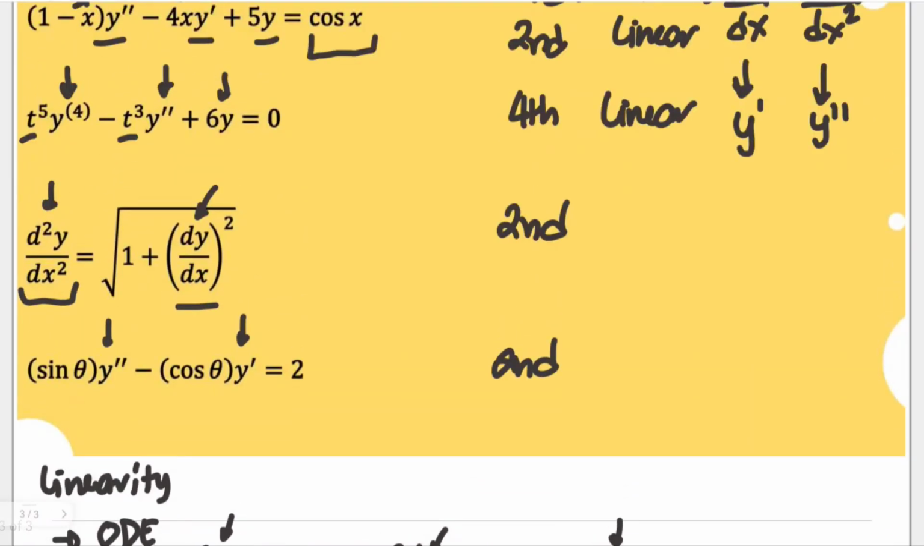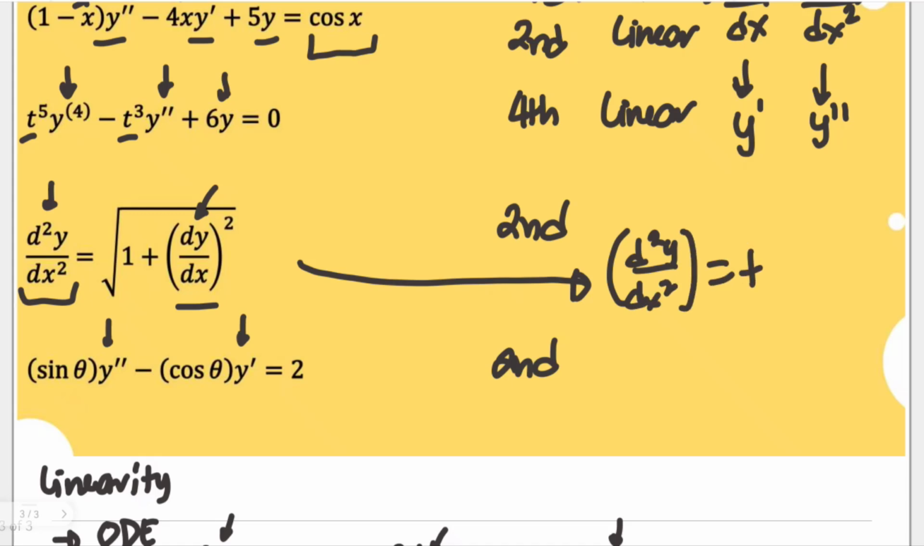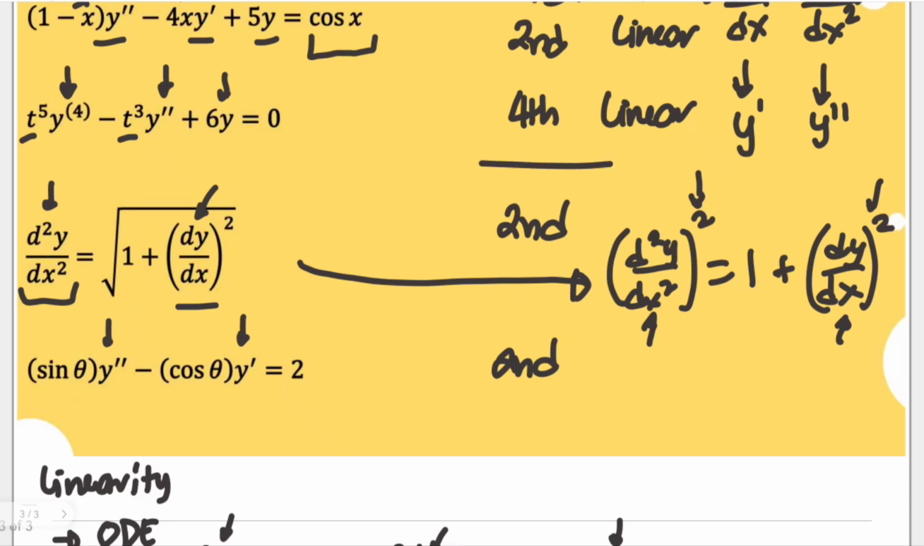Or if you would like to remove the square sign here, you can always square both sides, and you will have the square of the second order derivative of y with respect to x is equal to something. We don't have a radical expression here, but since the second order and first order derivatives are still under exponentiation, this still violates linearity. This means it is not linear.